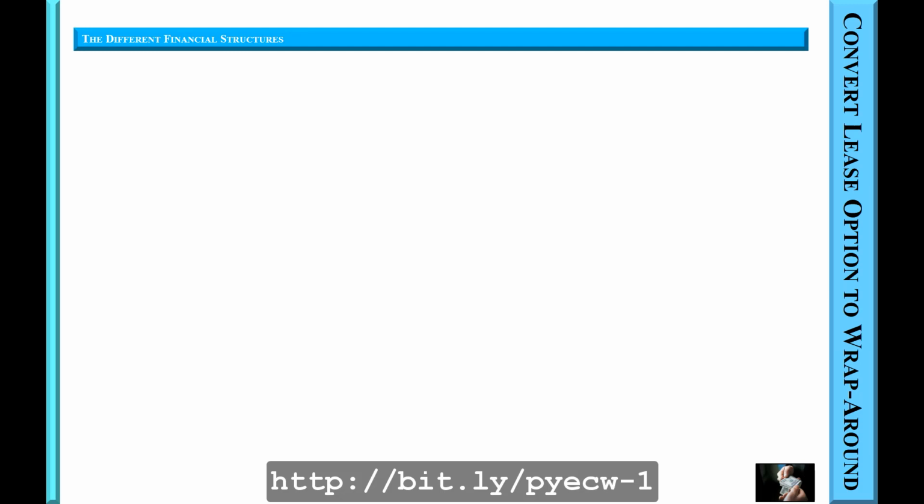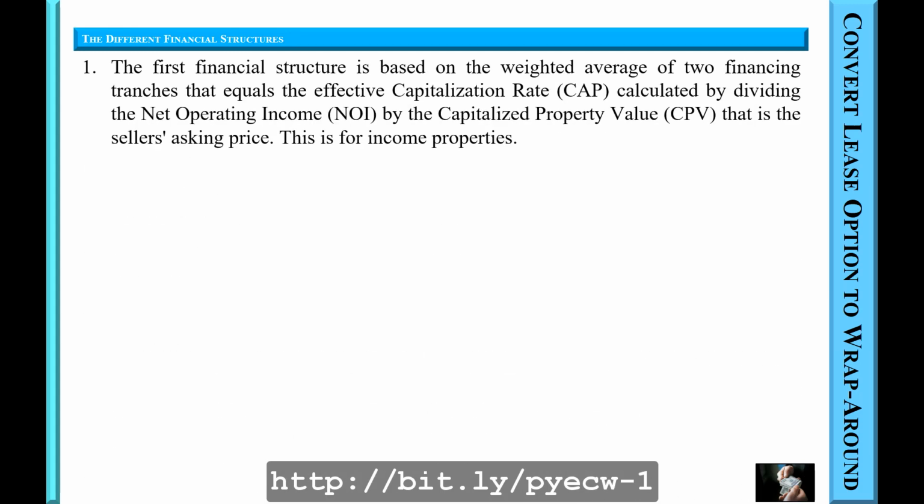The different financial structures. The first financial structure is based on the weighted average of two financing tranches that equals the effective capitalization rate, calculated by dividing the net operating income by the capitalized property value, that is, the seller's asking price. This is for income properties.